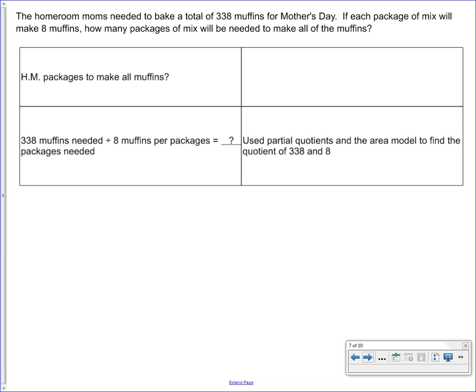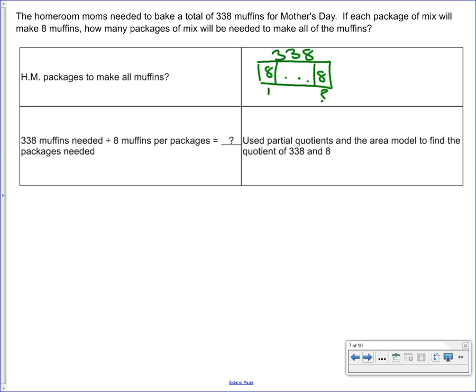Alright, the homeroom moms needed to bake a total of 338 muffins for Mother's Day. If each package of mix will make 8 muffins, how many packages of mix will be needed to make all of the muffins? So I'm looking at how many packages to make all the muffins. They need to bake a total of 338, and each package makes 8 muffins. I need to know how many packages that is.